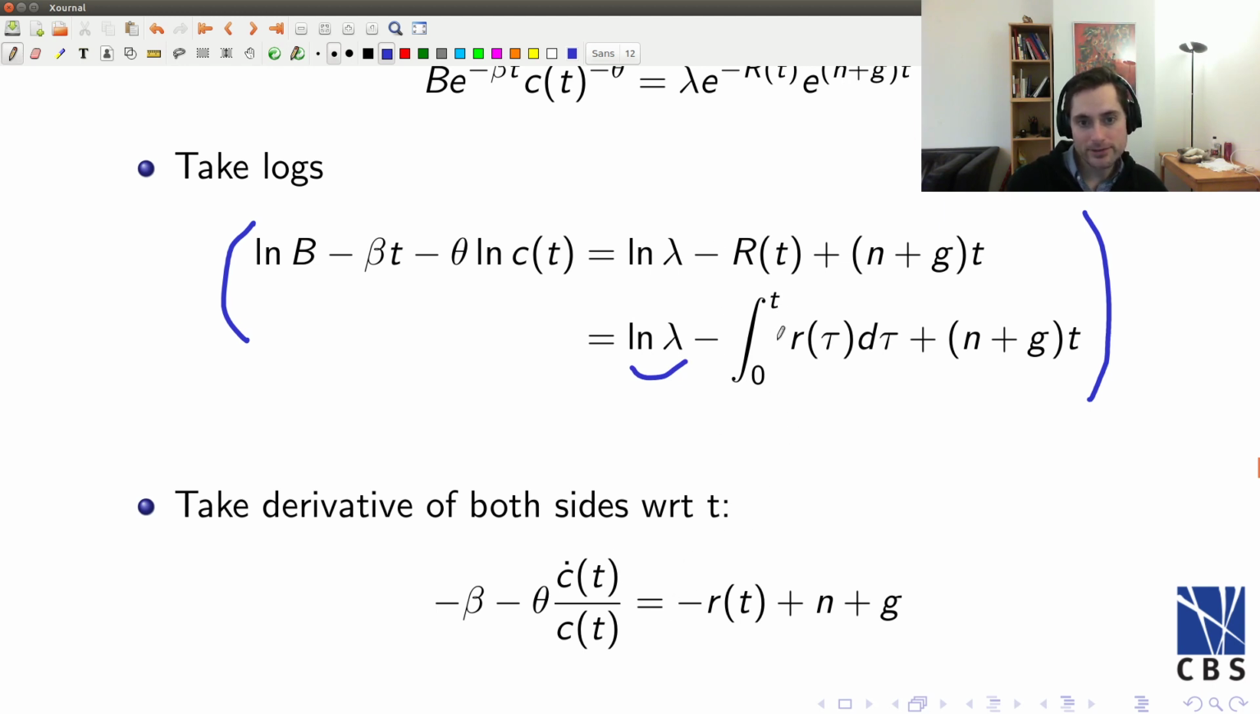And then if we take the derivative of this expression with respect to t, I don't know if you guys know the rule, but that just means we're going to plug t into the integral and into the integrands and end up with that. Plus, here's just 1t plus n plus g. Okay, so here's this nice expression we get, which relates growth of consumption to these other parameters of the model. In particular, growth of consumption is going to be related to the interest rate.